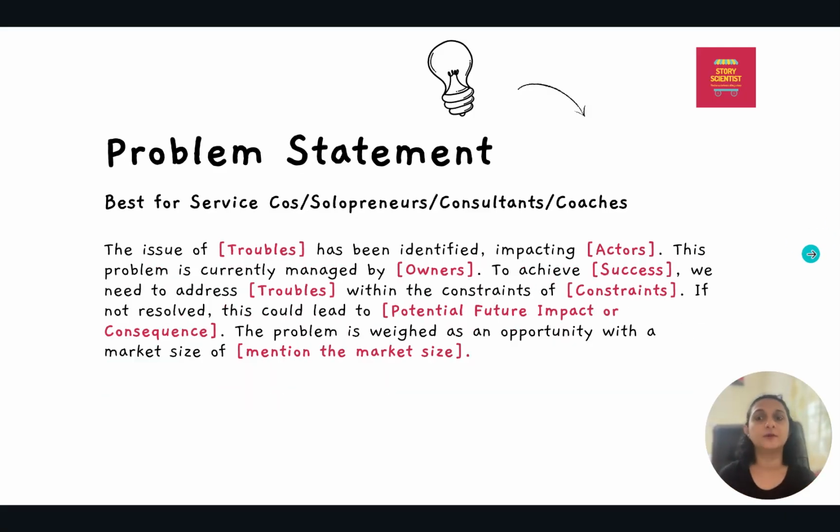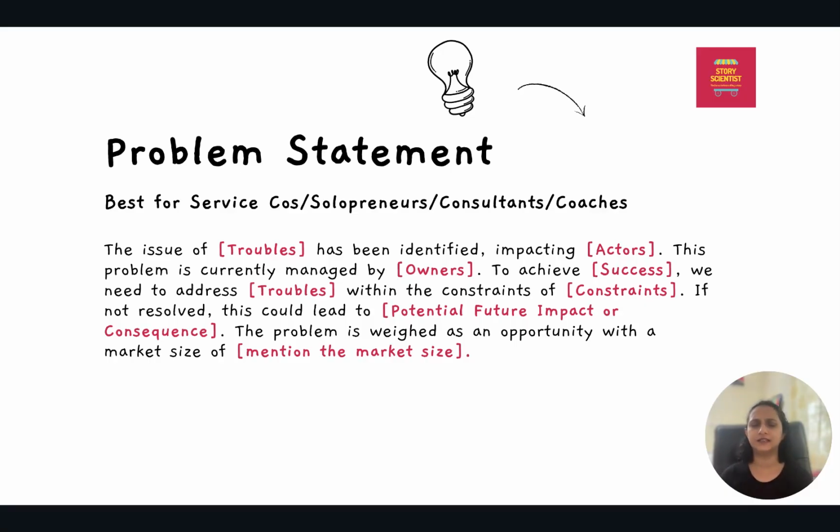The second type of problem statement is something that works for service companies, solopreneurs, consultants, and coaches, primarily because it's very easy to create a Me Too brand for any of these scenarios. You will need to figure out what are the symptoms of the problem, which come in the form of troubles, who are the actors who are being impacted by this problem, and who are managing this problem, who are trying to solve it. They are called the owners.